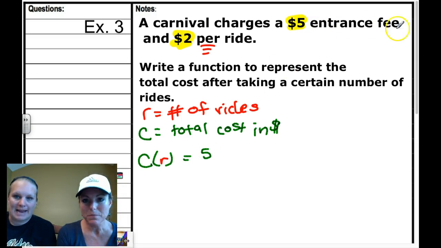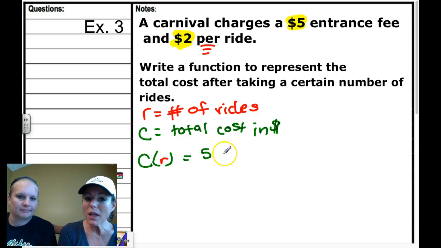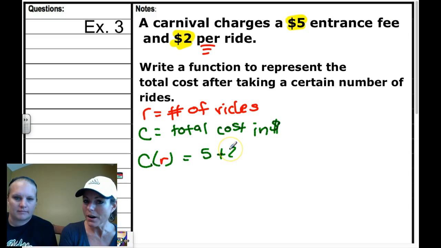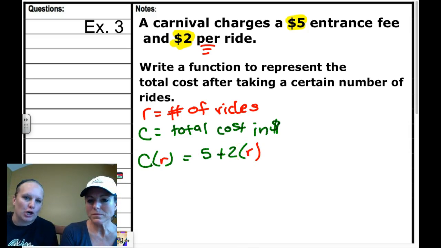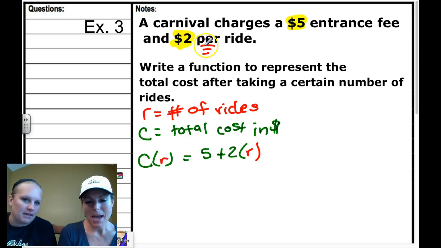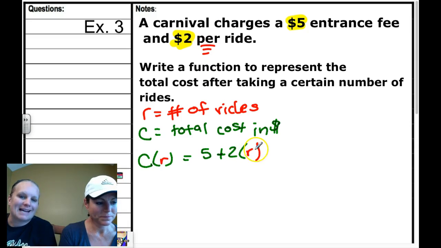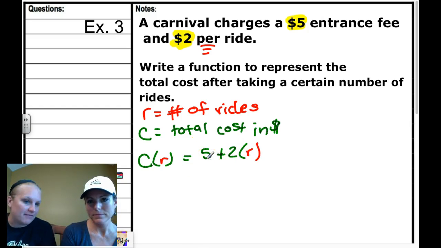Okay. So our function is going to be 5, because that's our flat fee. That's our constant. Yeah, we have to pay $5 to get in. Correct. Plus 2R. And every time I see per, that reminds me that I'm usually going to multiply by something. Yes. So my 2 times my R, because it's per ride, $2 for every ride. So if I rode 3 times, I'd have to times it by 2 and get 6. Correct. If I rode 4 times, I'd times it by 2 and get 8. And then you always add it to the fee you have to pay to get in.